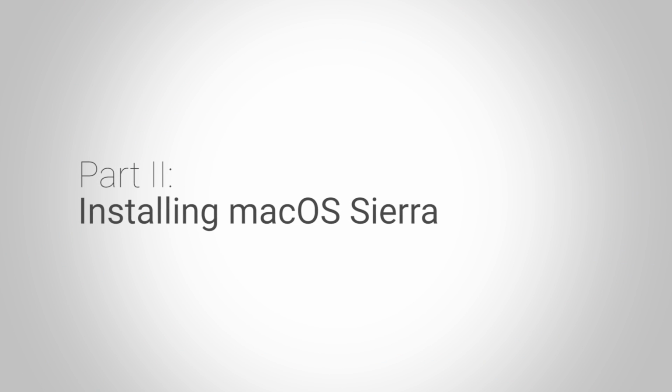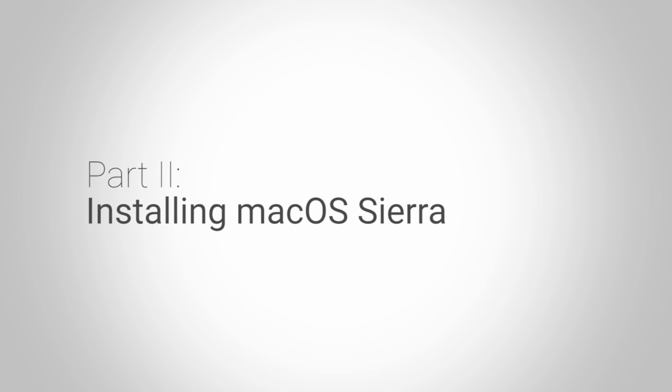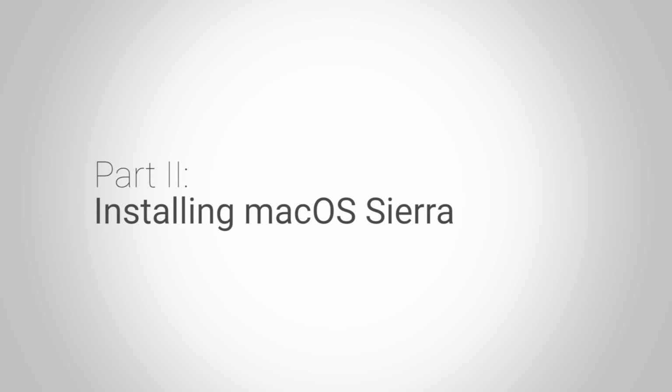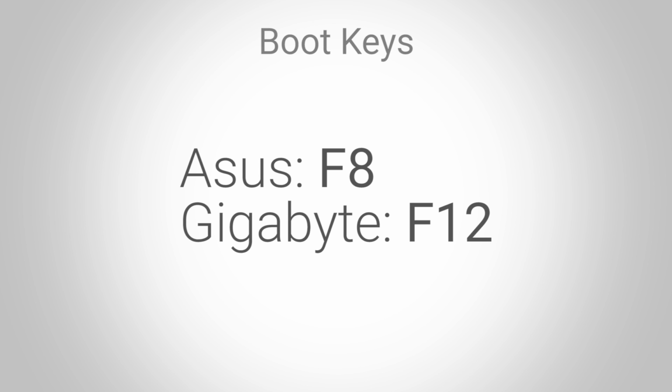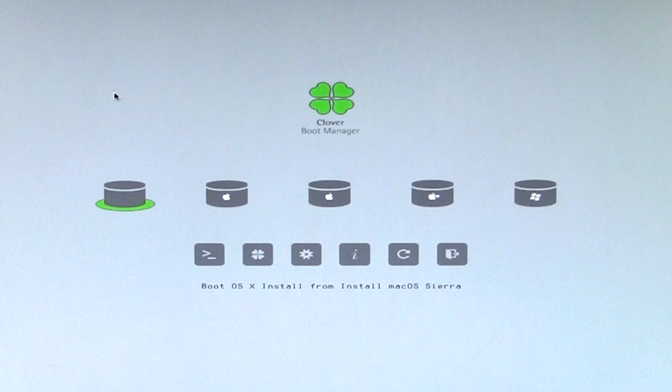Now we move on to part 2, installing the operating system. Let's get started. First, we will need to restart our computer with the install flash drive inserted and access the boot menu. This is either F8 for Asus motherboards, or for Gigabyte motherboards it is F12. You can also do a Google search to find which key you need to press when starting your computer. Once you're in the menu, you need to select the UEFI version of the flash drive, not the legacy BIOS version, or this may not work.